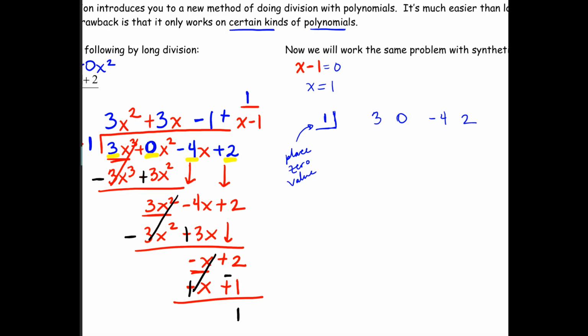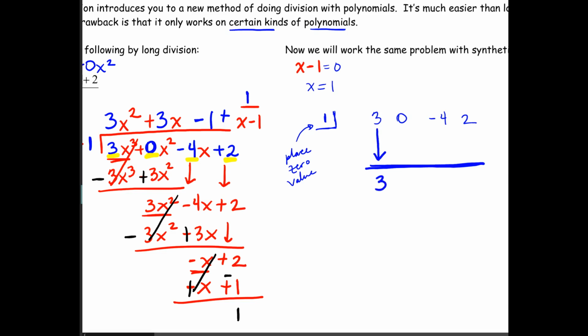Okay, you're going to leave yourself a space, and underneath that space you're going to create a bar. I know this is weird. The next step is you always bring down the first term, the first coefficient. So we're going to bring down this 3. Why is that so big? So bring down the 3. There we go.